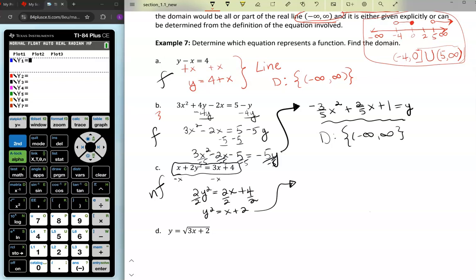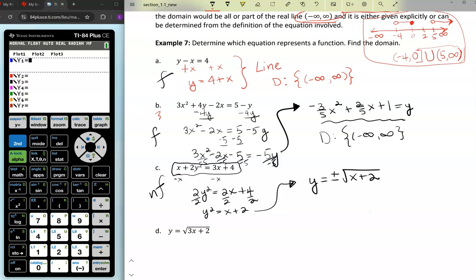So we're going to take the square root of both sides, and we're going to have plus or minus the square root of x plus 2. So we actually have two functions of y. Now let me pause for a moment before I graph it. And let me just remind you, you can solve this algebraically all day long.